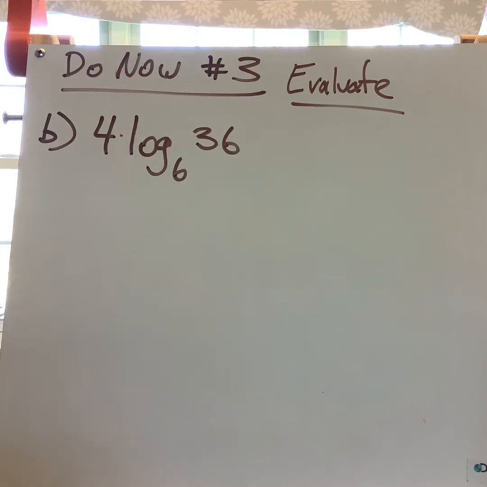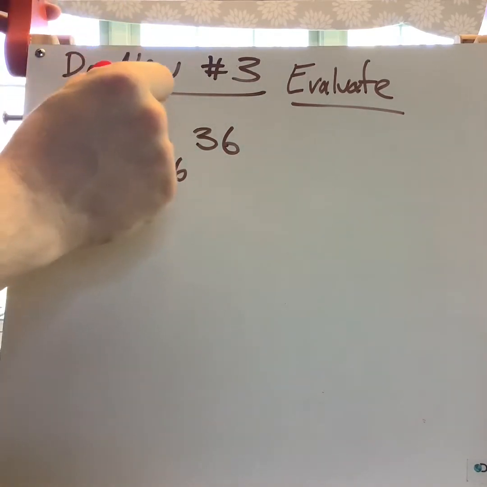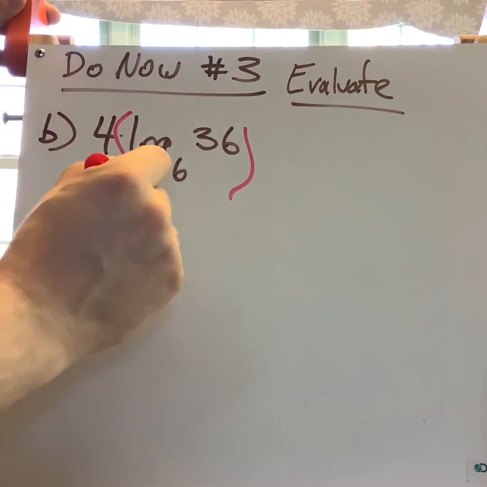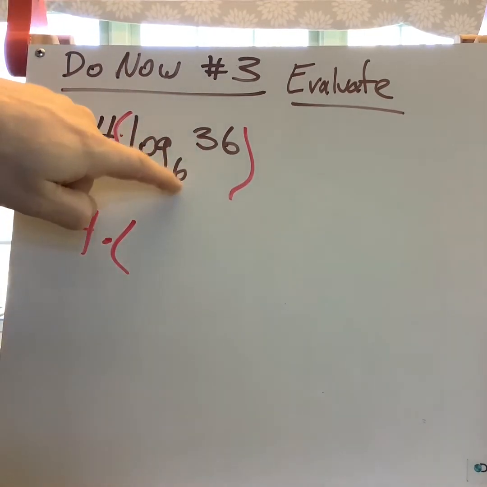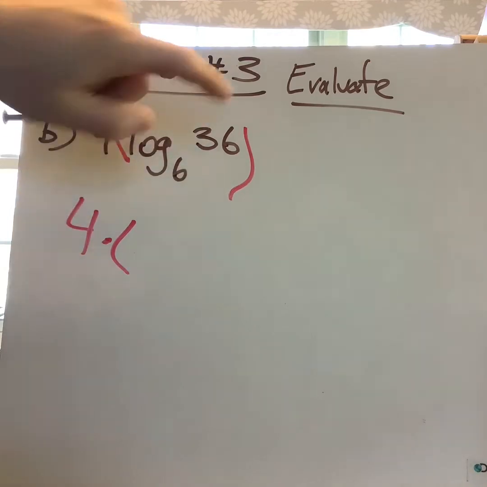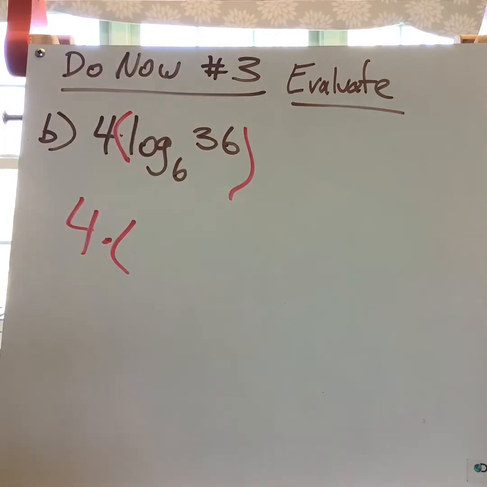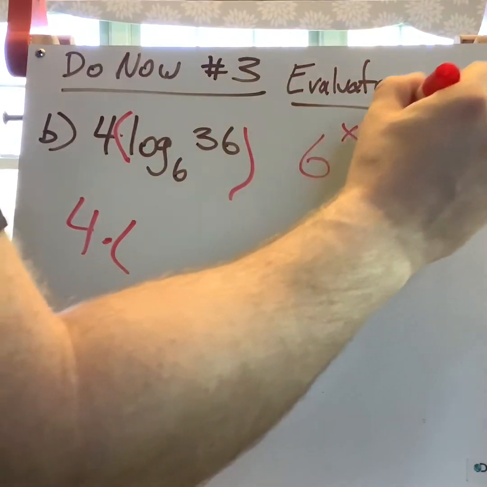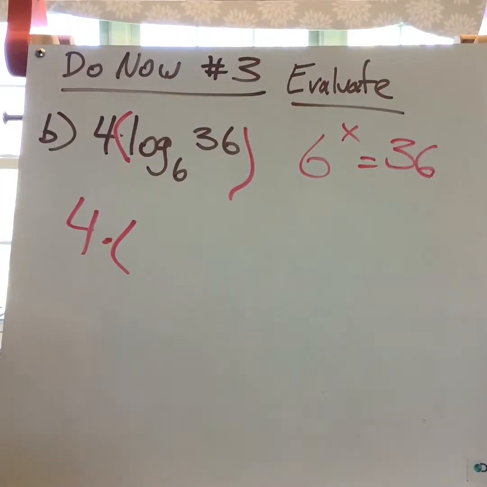So first thing we're going to do is evaluate the log base 6 of 36 and then multiply that by 4. So we have 4 times, well, what is the exponent of 6 that gives us 36? Or you're thinking, 6 to what power is equal to 36?